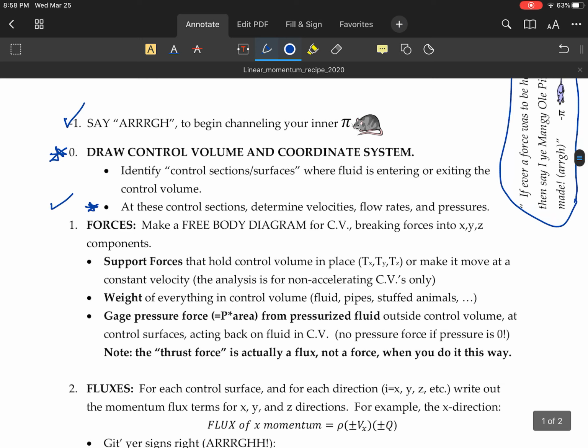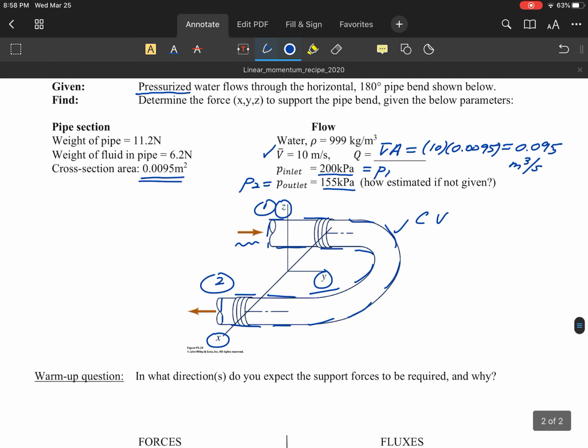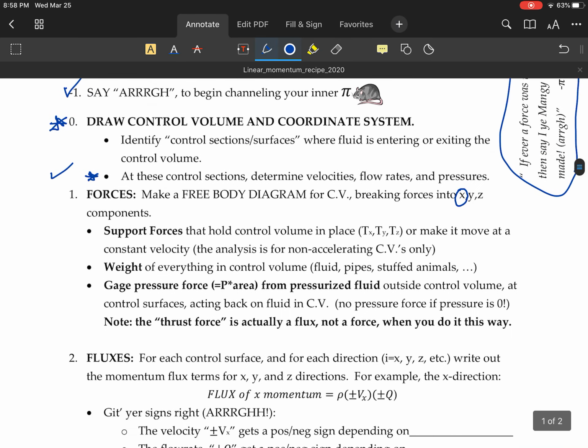So flow rates, velocities, and pressures. Got it? Now we're going to make a free body diagram for the control volume, breaking the forces into the X, Y, and Z components. For the sake of simplicity for this example, I'm just going to focus on the X direction. Is it the X or which one am I doing? No, I'm going to do the Y direction because that's really where the action is for this problem.